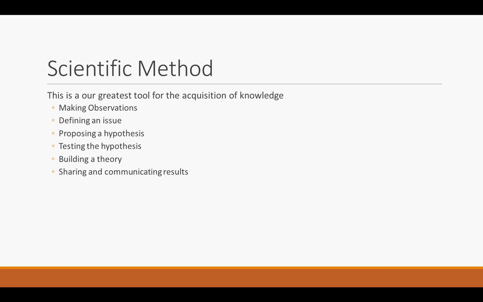So when you start to look at why things happen, you're trying to figure out an issue of something that's going on. You're going to make your observations. You're going to find the issue, and then you're going to start proposing a hypothesis. Then you're going to need to find a way of testing that hypothesis.